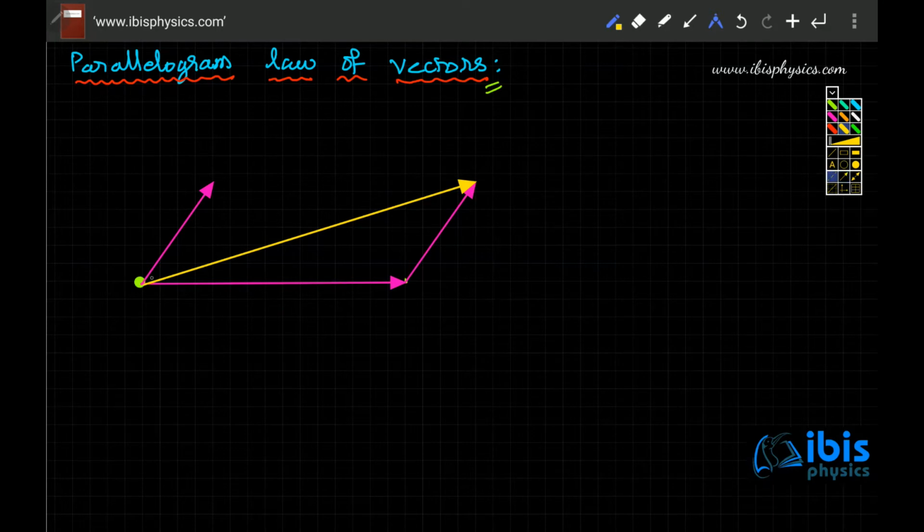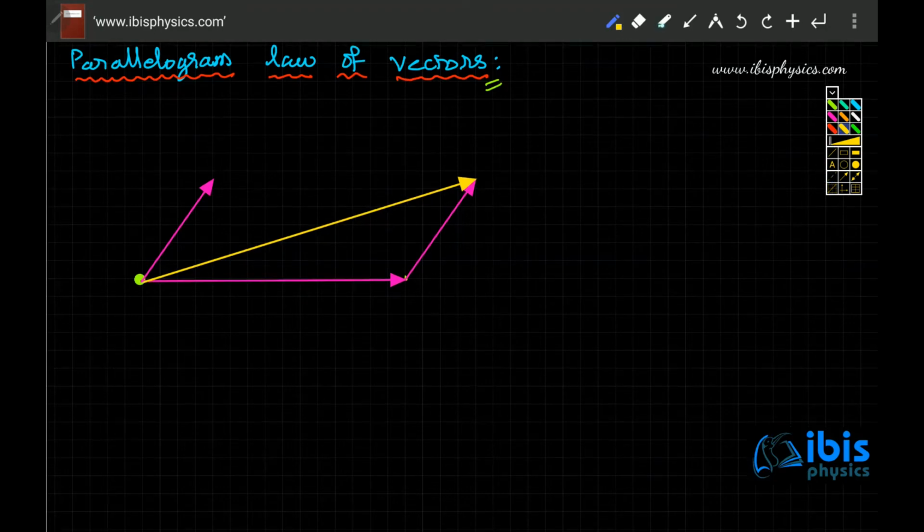So the resultant force acts in this direction, and the length of this line gives you the magnitude. If this is 12 centimeter, and this is, let's say, 5 centimeter, whatever length in centimeter you are getting here gives you the resultant vector's magnitude in Newton. Okay, but you can't add like this.